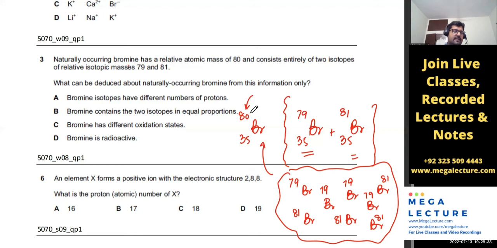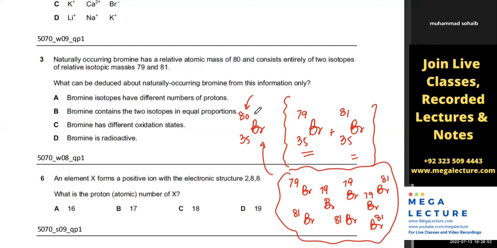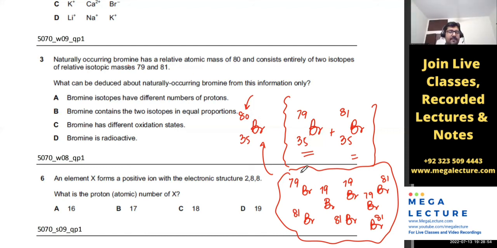But is that idea clear that you add them up? How do you take averages? You add 79 plus 81 plus 79 and you divide by the number of bromine atoms, right? That's how you take the average. If you were to take the average, it's going to come out to be exactly equal to 80. Is that clear, this part?